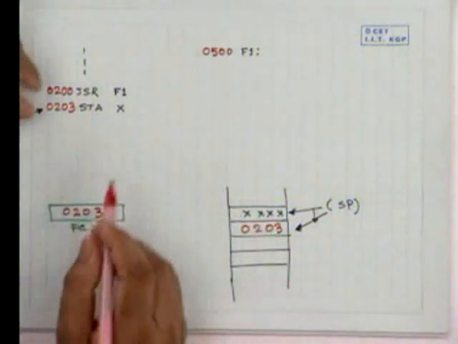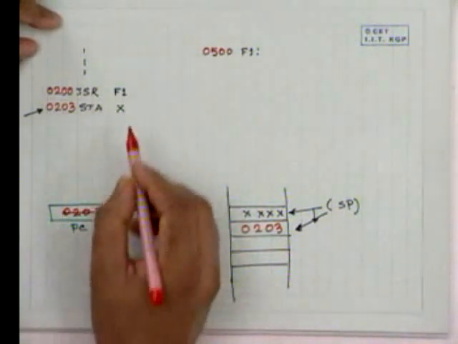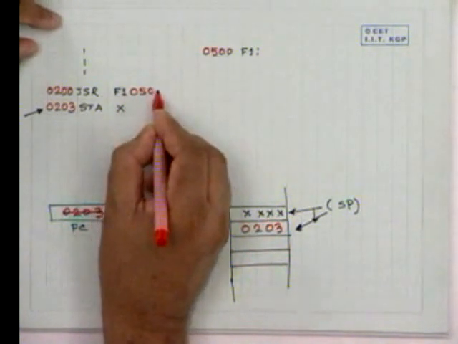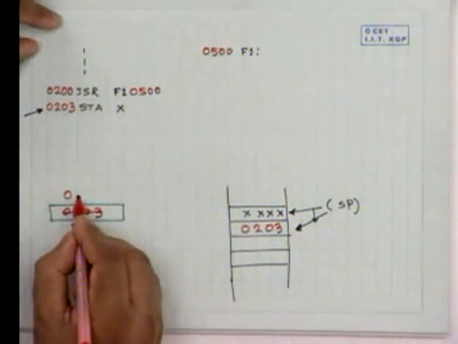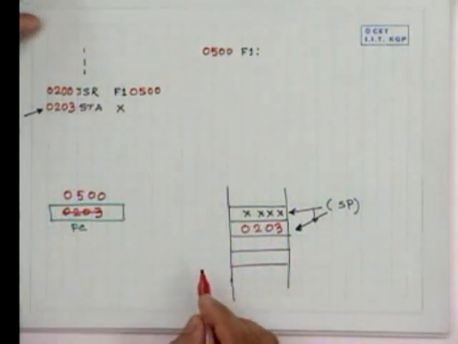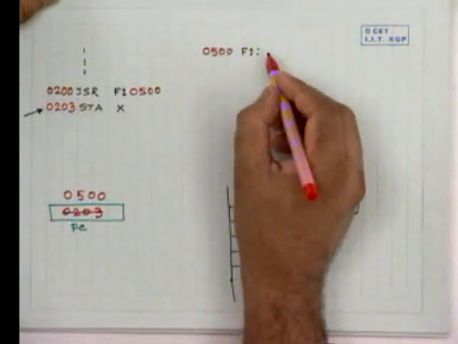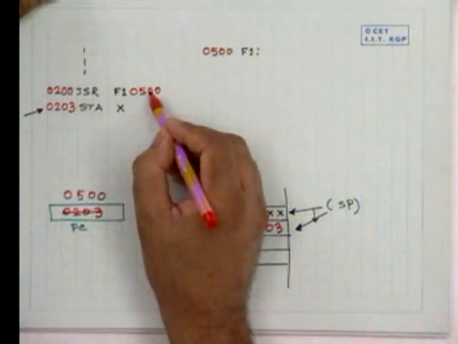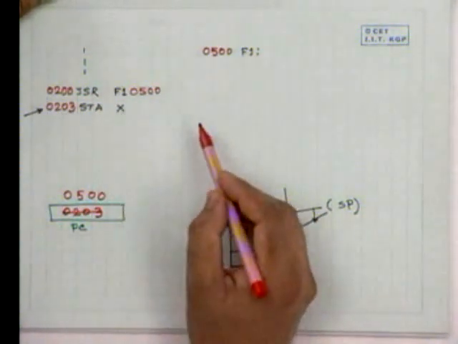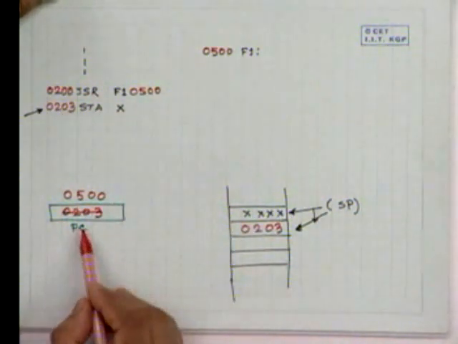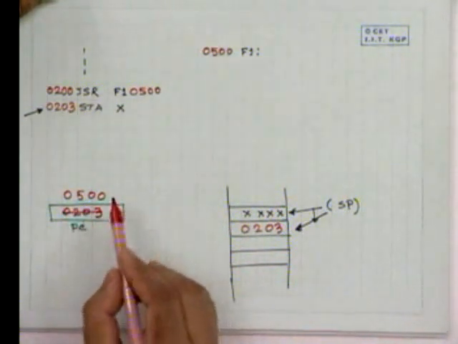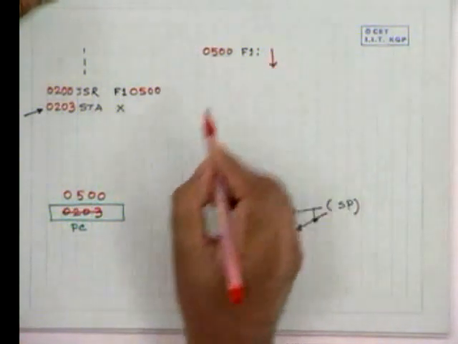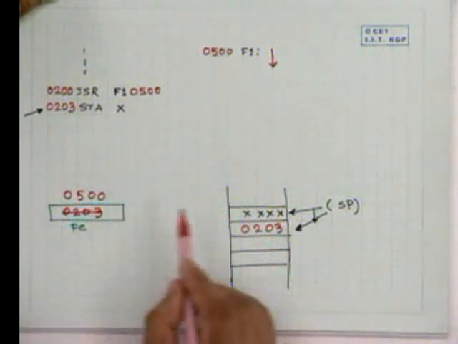And the program counter is now loaded with the address of F1, which is 0500. The program counter is now loaded with 0500, which is the address of the beginning of my function F1. Now the JSR instruction is over. The next instruction naturally will be taken from the content of the program counter, and therefore the execution of the program starts from this location now because the program counter is containing 0500.